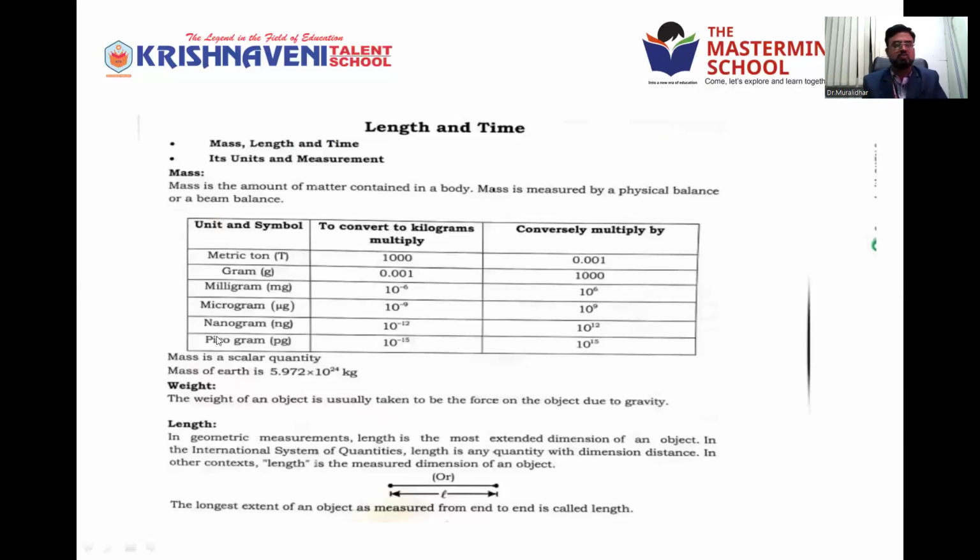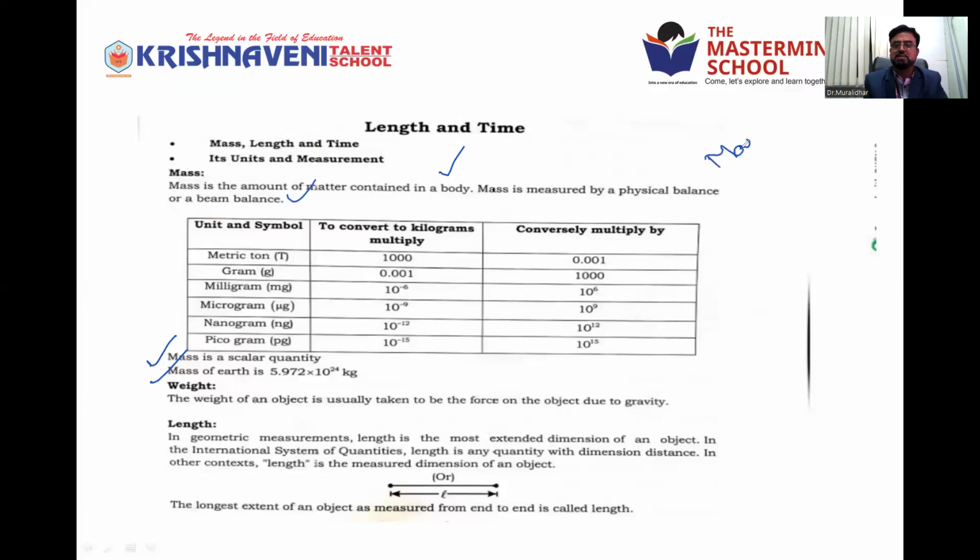Mass is nothing but quantity of substance. Mass is a scalar quantity, as mentioned here, and the mass of the earth is 5.972 × 10 power 24 kg. So mass is the amount of matter contained in a body. So one by one you are getting mass, length and time. Mass is measured by a physical balance or a beam balance.